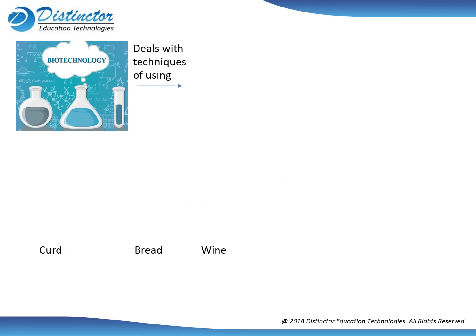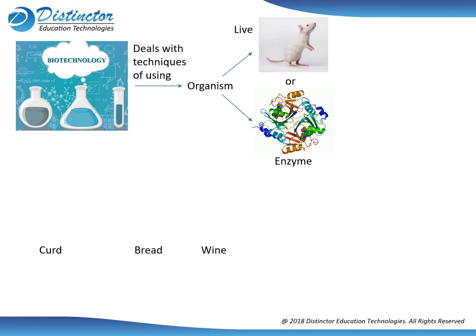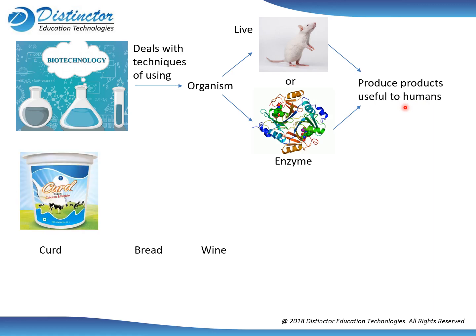Biotechnology deals with the techniques of using organisms, either live organisms or enzymes. So in a biotechnology process we use either a live organism or an enzyme isolated from an organism. We use these two to produce products which are useful for humans.